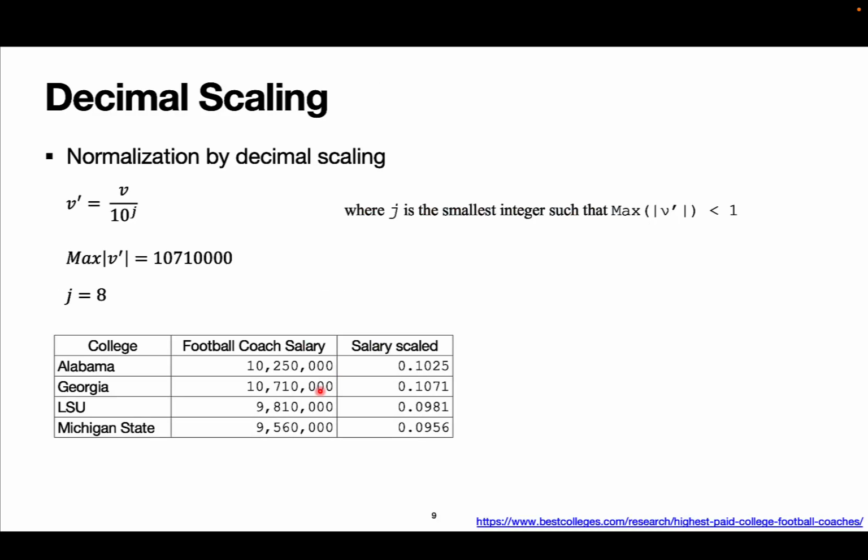In decimal scaling, the goal is to transform very large values to fractions. The way it works, we divide each value by 10 to the power j, where j is the smallest integer such that the maximum of the absolute value is less than 1. In this example, the maximum is 10,710,000. So j is 8, and then dividing each value by 10 to the 8 is going to give us those fractions.